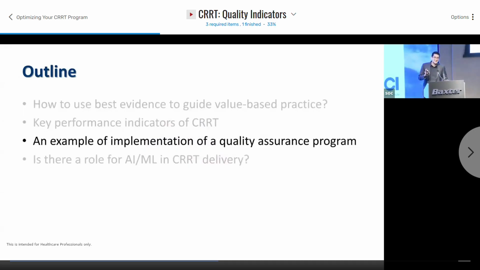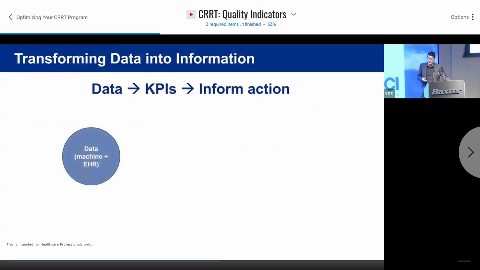So, let's put an example, right? Now, let's go to a practical example of our experience building a quality assurance program at the University of Kentucky and how we were able to improve some of the KPIs. So first, we need to understand that there is a lot of data available, but data is not enough if we don't inform any action. And that's why the KPIs are a way to define certain parameters based on data that we can track, and based on those metrics, we can inform our practice.